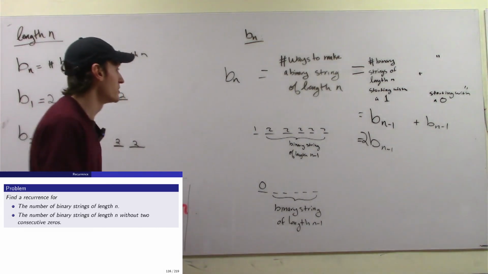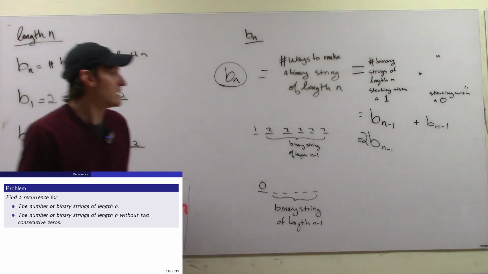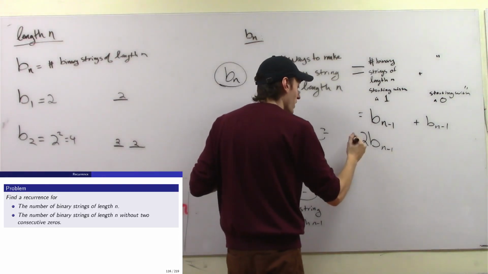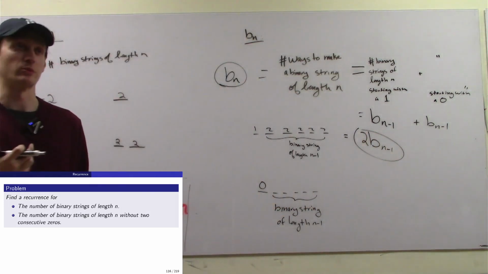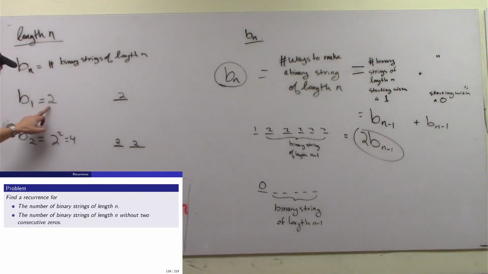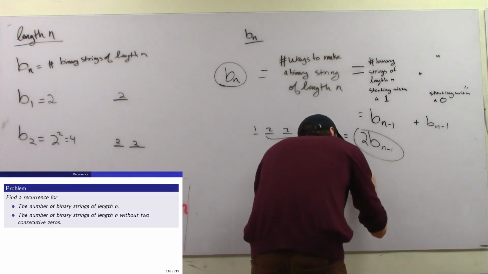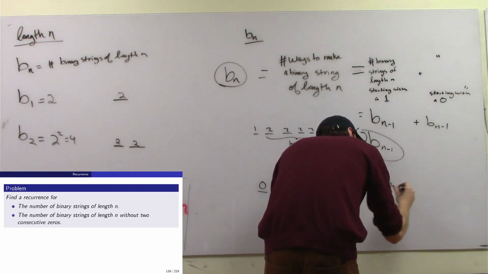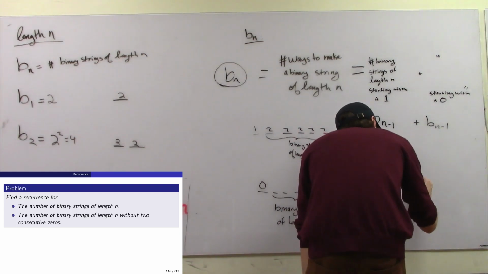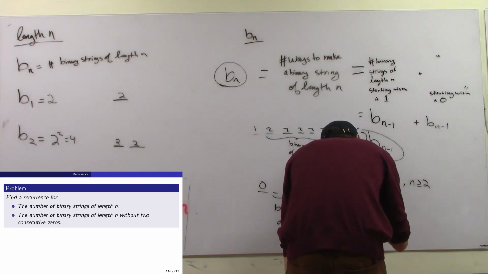Okay, so what does this mean? This means that b sub n, the number of binary strings of length n, is equal to twice the number of binary strings of length n minus 1, twice the previous term in the recurrence. So the first term is equal to 2, next one is equal to 4, and in general we have b sub n is equal to 2 times b sub n minus 1 for n greater than or equal to 2, and the first term b sub 1 equals 2.